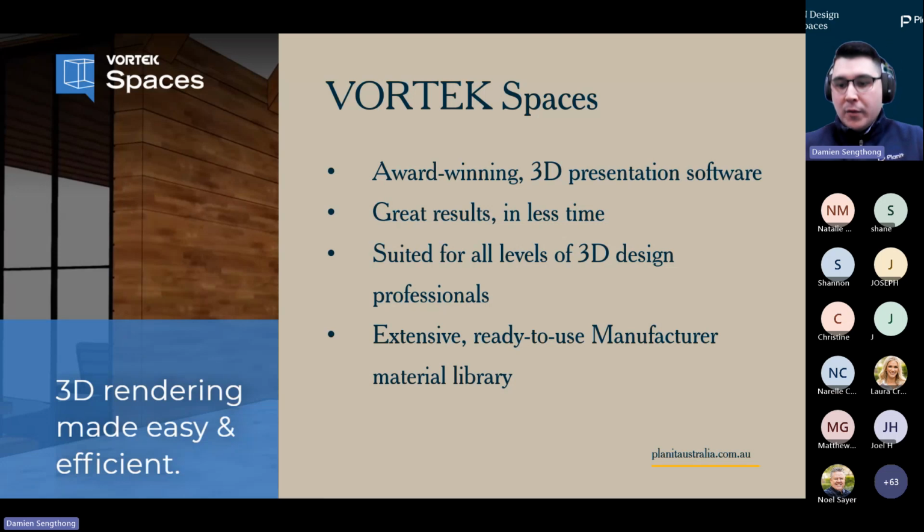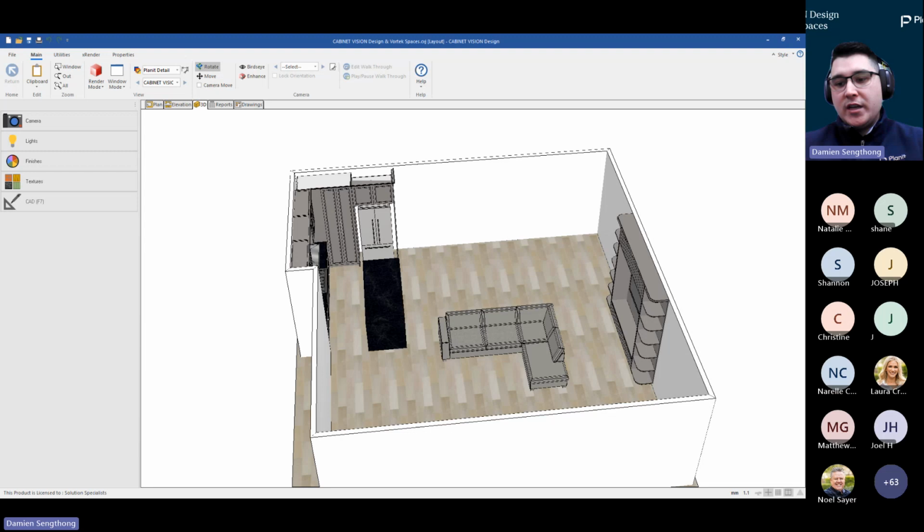Now, I believe the element that we've all been waiting for is the use of VORTEK spaces that's integrated with Cabinet Vision. For those that aren't familiar with VORTEK spaces, for starters, it's an award-winning 3D software. It's great for any level of 3D designer or user. And the library is quite extensive. They are real-time, ready to use material libraries from various manufacturers. So I'll be demonstrating to you now how to integrate Cabinet Vision with VORTEK spaces.